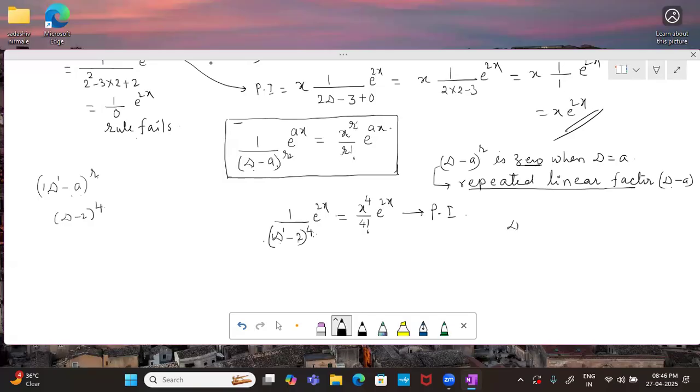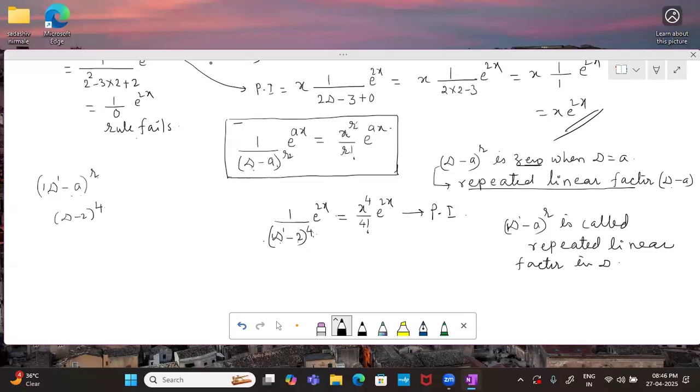D minus a raised to r is called a repeated linear factor in D, where the power of D is 1 and the multiple of D is also 1.